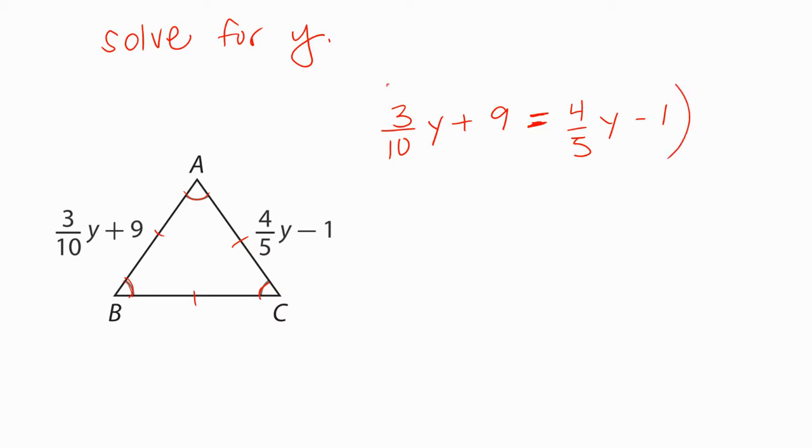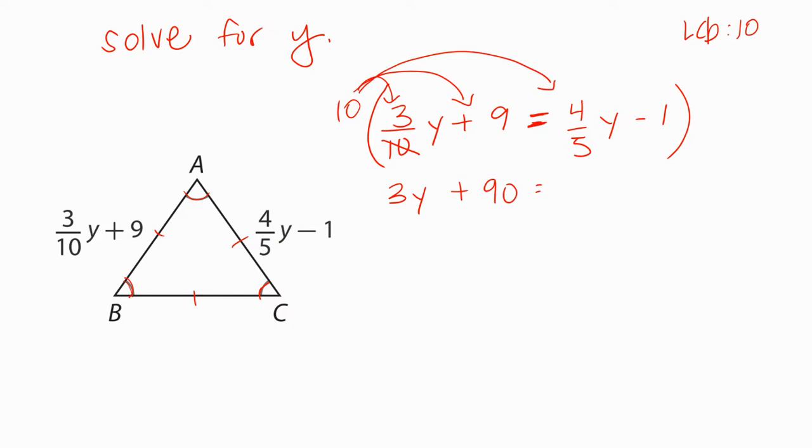So what you're going to do is look at your denominators, 10 and 5, and ask yourself, what is the LCD? Well, the LCD of 10 and 5 is the smallest number that they both go into. They both go into 10, so my LCD is 10. So I'm going to multiply the whole entire problem, every single term, both sides, by 10. When I multiply here by 10, the 10s cancel out, and I'm left with 3y. Then 10 times 9 is 90.